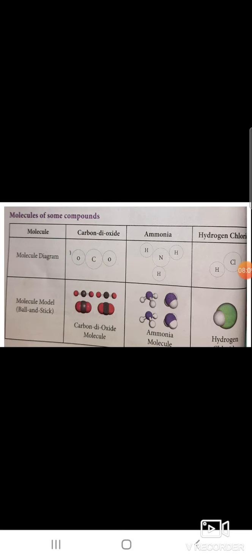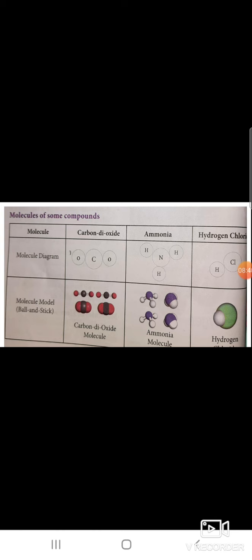Next, molecules of some compounds. Carbon dioxide: one carbon atom and two oxygen atoms, CO2. So, carbon dioxide. Ammonia: the formula is NH3, with N at the center point and H atoms around it.